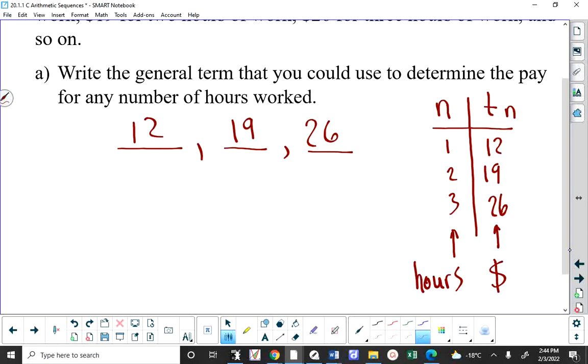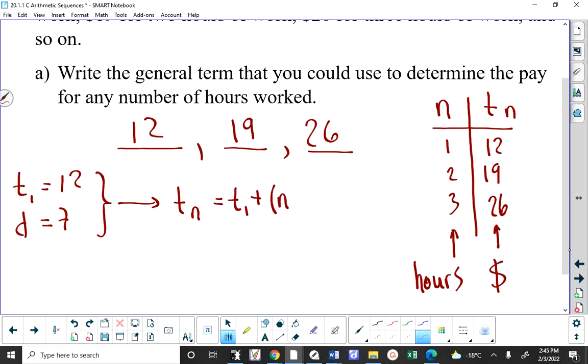Quite frankly, once we get to this point, this is a yesterday question, where we put T1, which is 12, and d, which is 7, into this formula and simplify it.